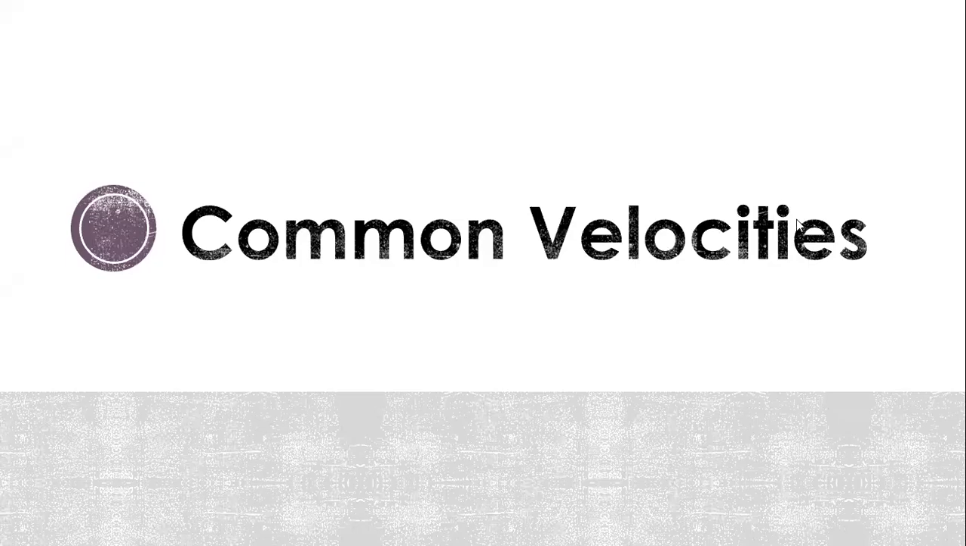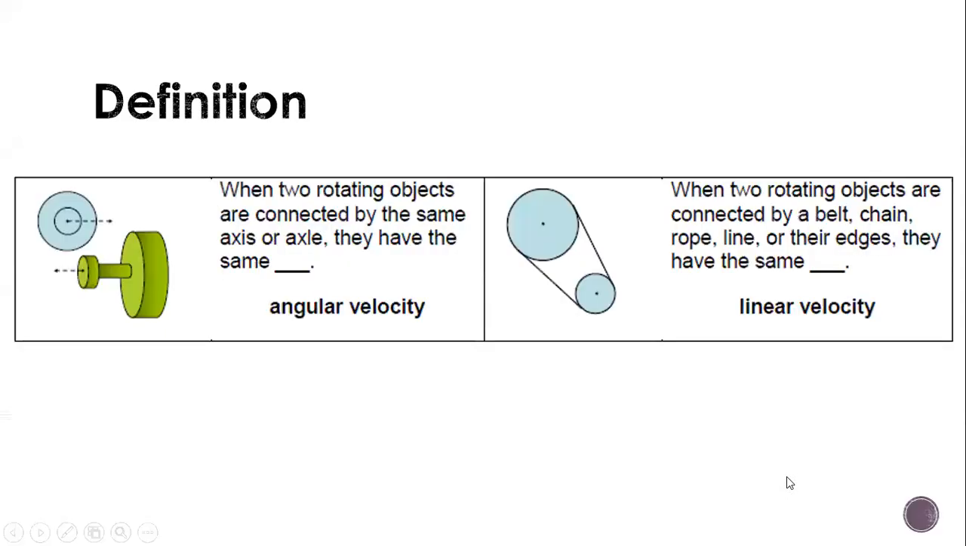All right, common velocities. That's where our last piece is called common velocities. And by definition, what is common velocity? When two rotating objects are connected by the same axis, they have the same angular velocity. Make sense? No matter the size, if there are two wheels anchored together, they're going to be moving at the same angular velocity. Make sense? Yes. Okay.